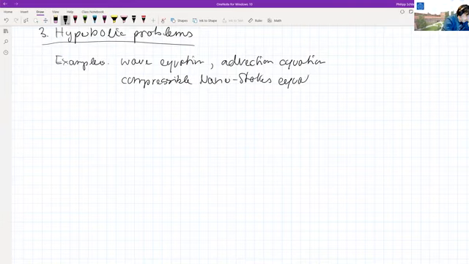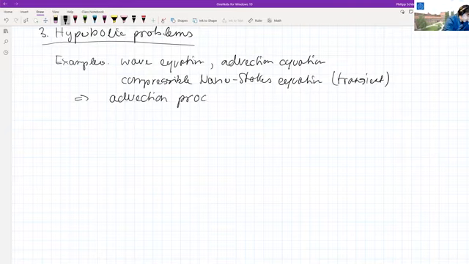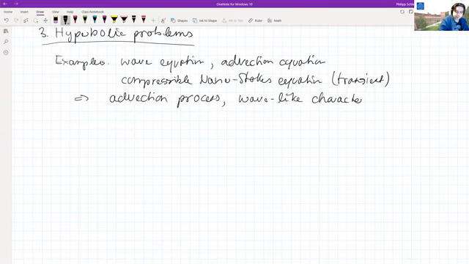Navier-Stokes equations, they are also part of the class of hyperbolic problems. Here it's important to see that this is for the transient, so the time-dependent compressible Navier-Stokes equation. When it comes to the physical processes, as I was just saying, we look at advection processes. So some quantity is moving in space and time. Typically, that would mean that there is a wave-like character of the solution. So it moves as a wave, not as a diffusion process, but rather as a wave.